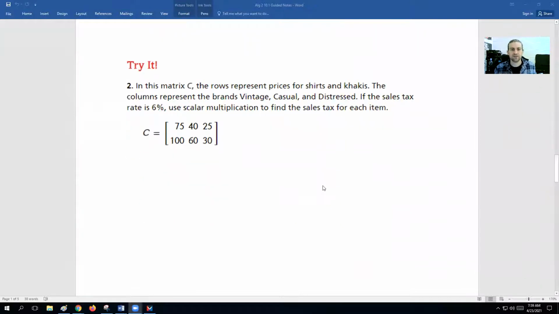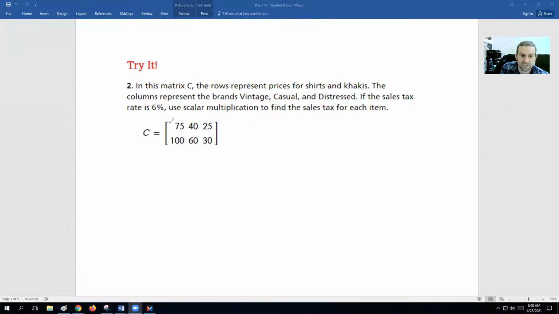Okay, so let's try to do this here in this example. You can pause it, try it on your own. We got another one here. We're going to see what the sales tax is, and we're going to find the sales tax for each item. So go ahead, pause, see if you can do this correctly.